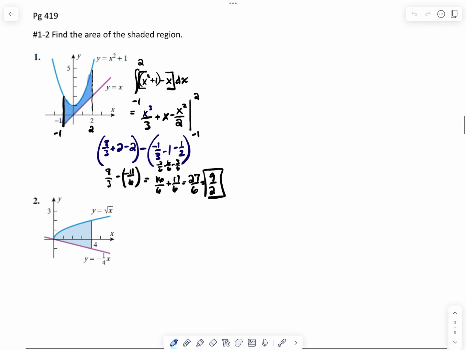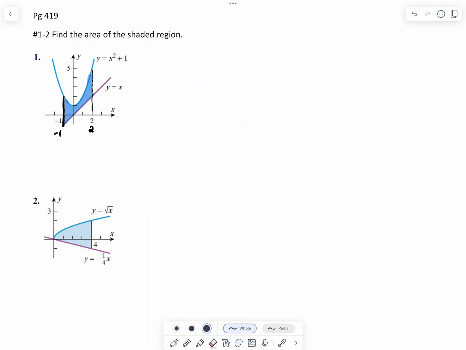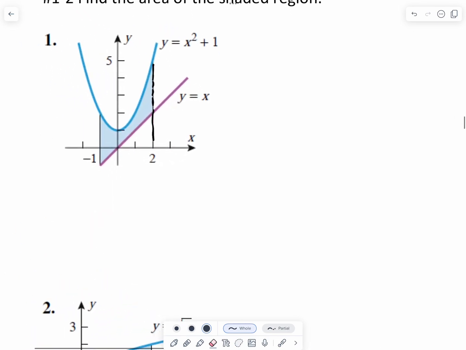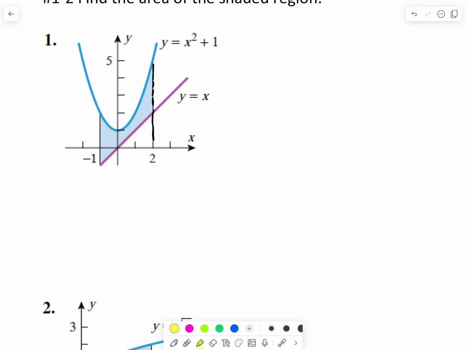Let's get rid of that. This one is called number one. Find the area of the shaded region. We've got two functions there. It is clear that it's y equals x squared plus 1 up on top and y equals x on bottom. And so the region that creates is a shaded region here.